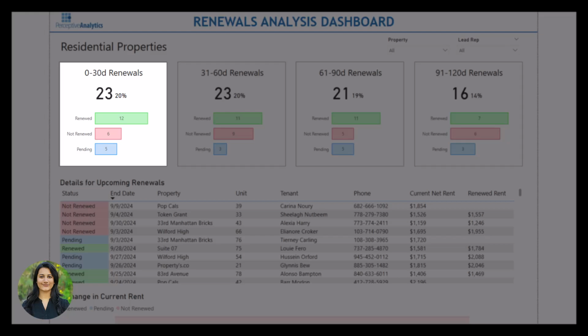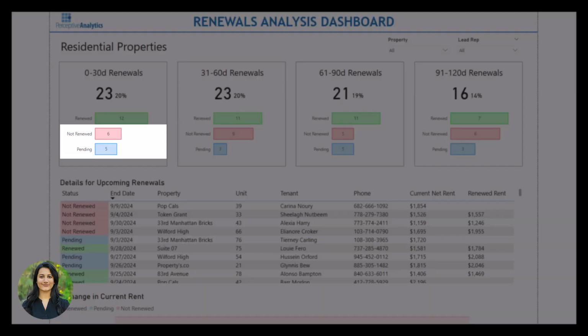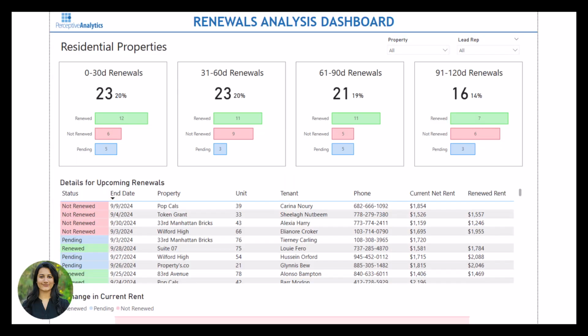Right now, there are 23 leases expiring in the next 30 days, which is 20% of all active leases. Out of these, 12 have already been renewed, while the rest are either pending or not being renewed. We see a similar number of leases in the 60 and 90 days windows. This indicates a steady stream of upcoming expiries, and it's important to stay proactive to avoid last-minute pressure.